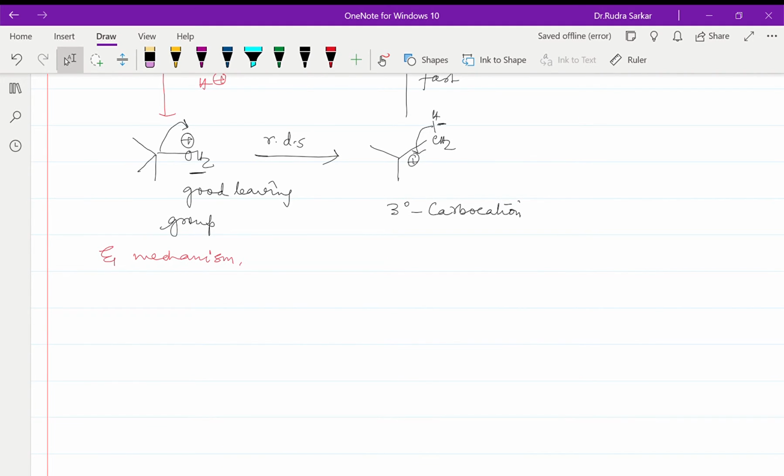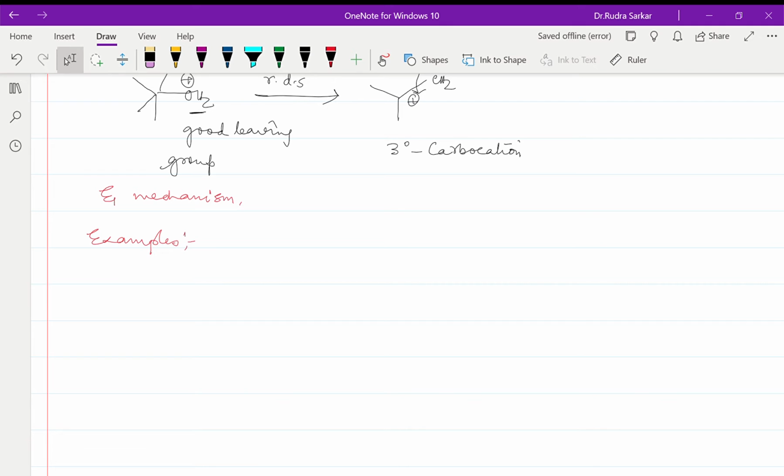Okay. Now let us do some examples to understand what kind of products will be formed when this type of alcohols given in the example undergo elimination. So I have used H2SO4 again. Elimination is always done in heating conditions. Substitution is always done in low temperature conditions or room temperature conditions.